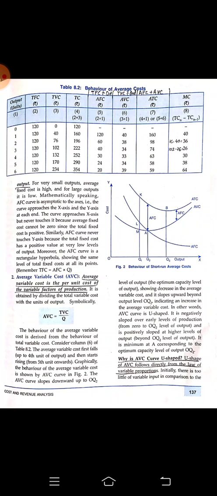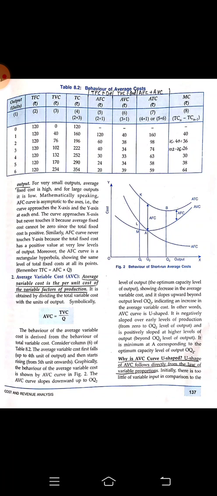In the short run, we will find that AFC, that is average fixed cost, slopes downward throughout its length from left to right, showing a constant fall in the average fixed cost with an increase in the output. The more the output is increasing, we are finding that the AFC is decreasing.